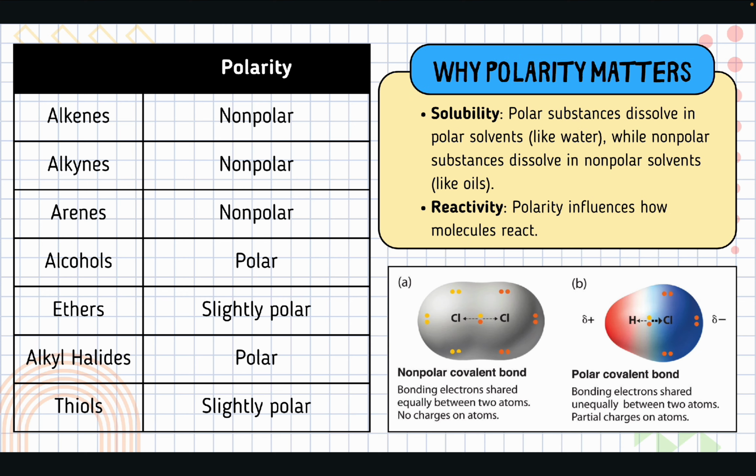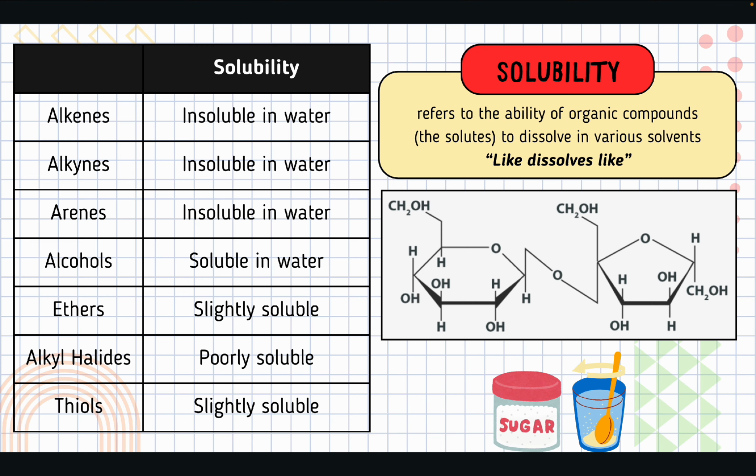Now, why does polarity matter? Two reasons. Number one is solubility. Remember we discussed the fundamental rule in chemistry and biology, like dissolves like. Polar substances dissolve in polar solvents. Nonpolar substances dissolve in nonpolar solvents. And number two is reactivity. Polarity influences how molecules react. Polar molecules are more likely to participate in reactions with nucleophiles or electrophiles, while nonpolar molecules are less reactive under standard conditions. So this is solubility, which we discussed a while ago.